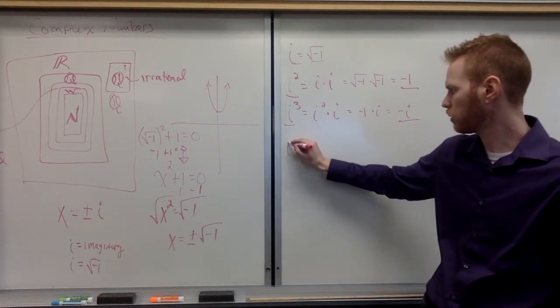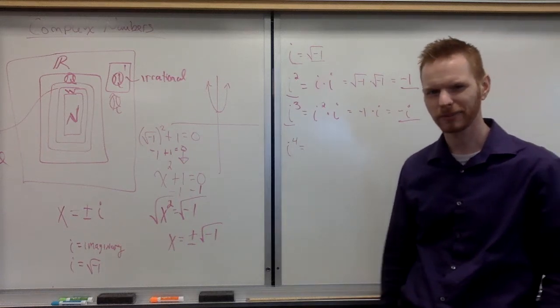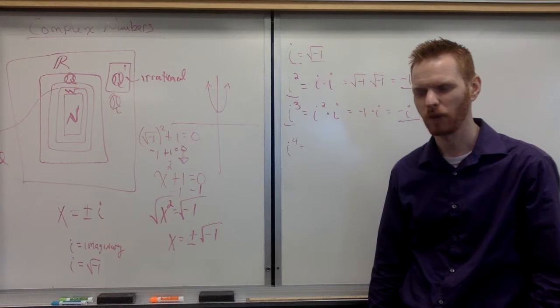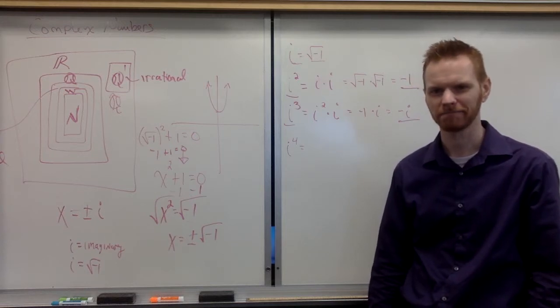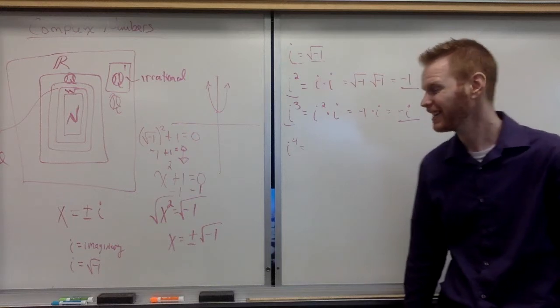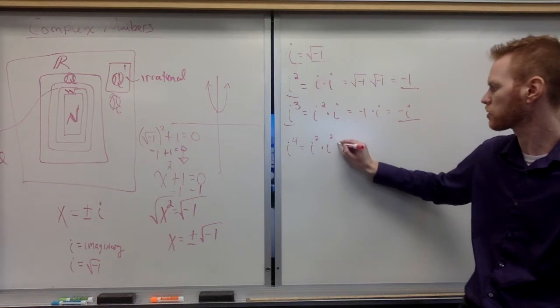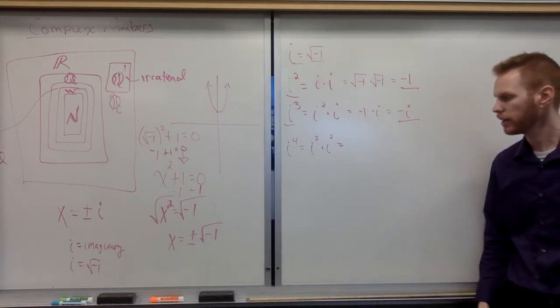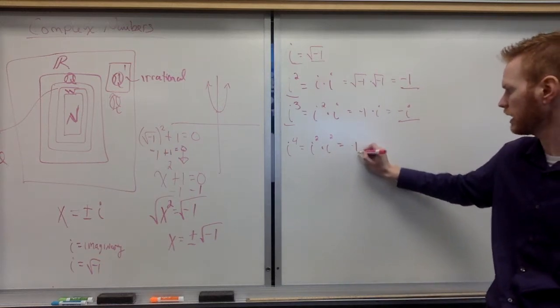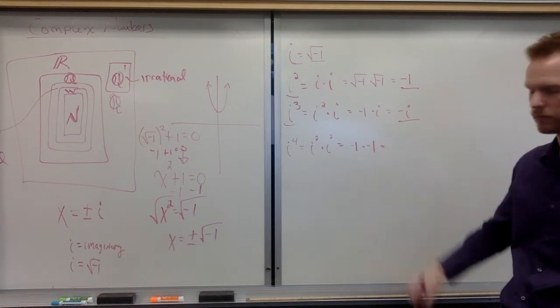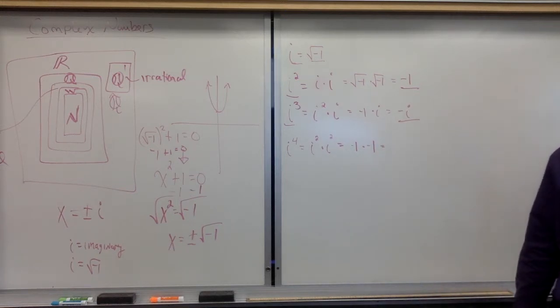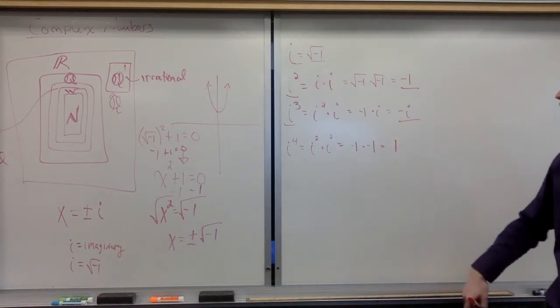And the final one, and why am I saying the final one? Why do I want to go past I to the fourth? Interesting, isn't it? Maybe there's something to it. I to the fourth we could break up as I squared times I squared. Now each individual I squared is a -1. And then -1 times -1 gives me a +1.